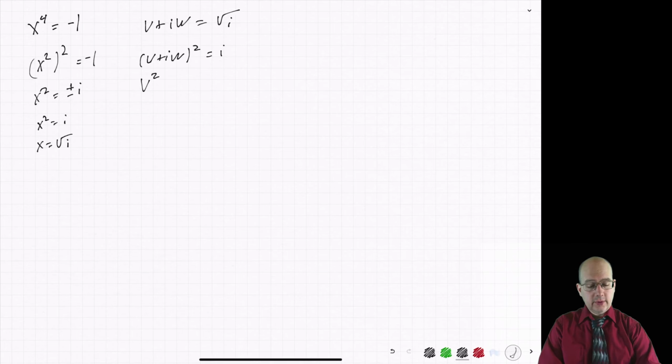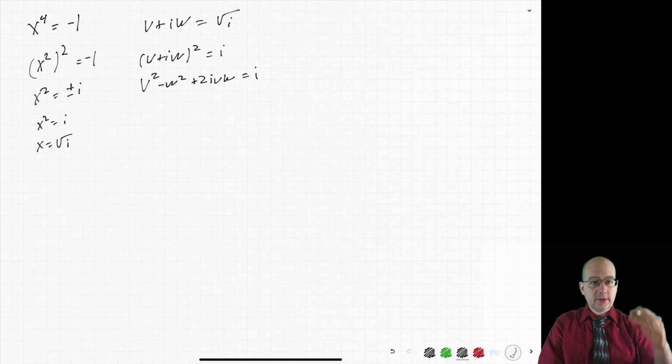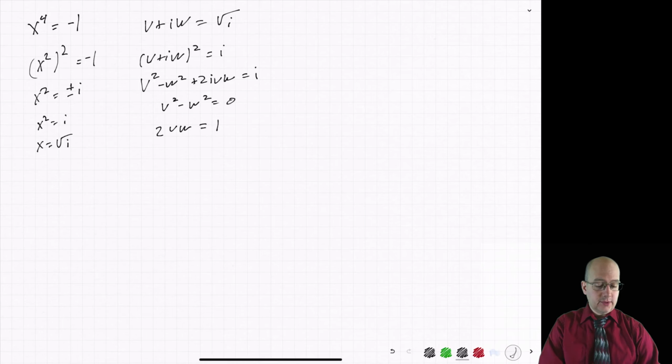v squared minus w squared plus 2ivw equals i. So real parts and imaginary parts kind of are separate components. And v and w are real. That's our assumption here. Without making that assumption, you don't get much of anything. So v squared minus w squared equals 0, 2vw equals 1. Can we solve these? Yes, we can.